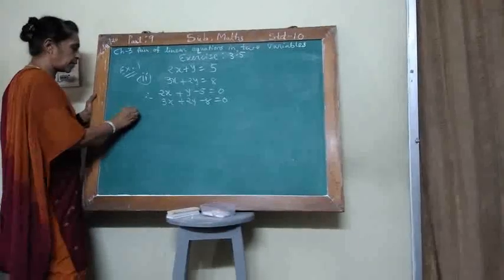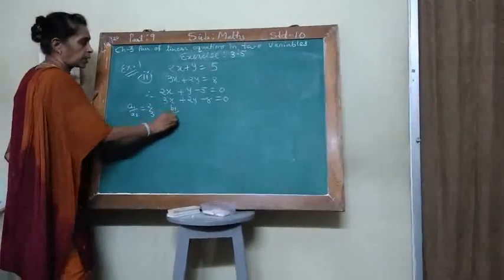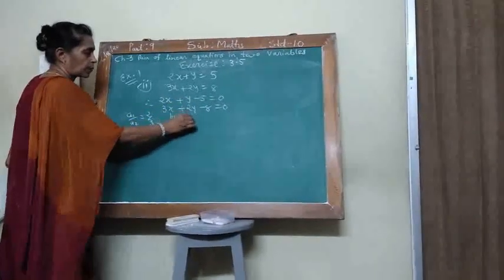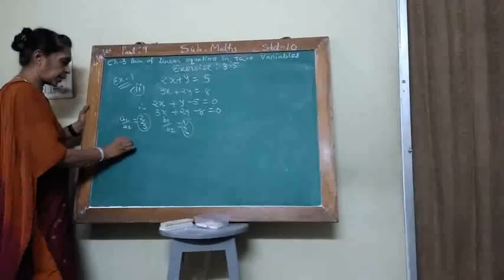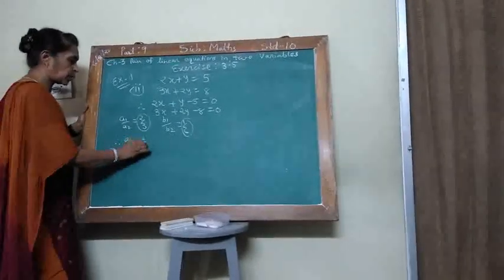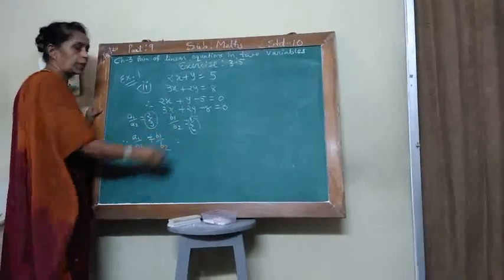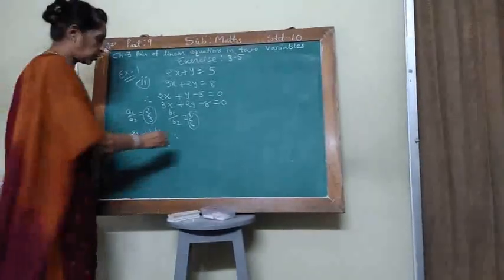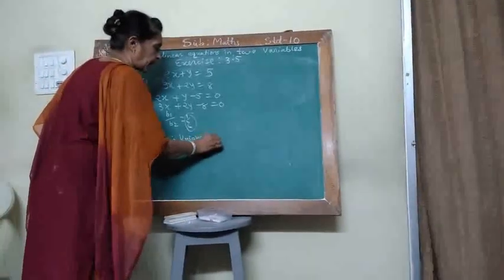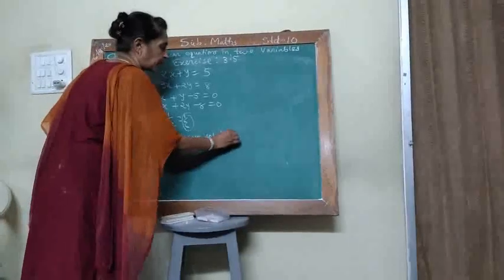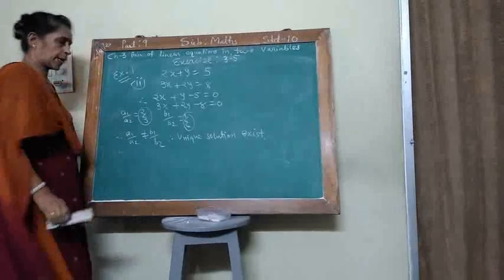Now I see A1 upon A2, that is 2 upon 3. B1 upon B2, yes, 1 upon 2. Both ratios are not equal. Therefore, A1 upon A2 not equal to B1 upon B2. And therefore, you have to write unique solution exists. Therefore, unique solution exists, and therefore you have to apply which method? Cross multiplication method. You have to apply.